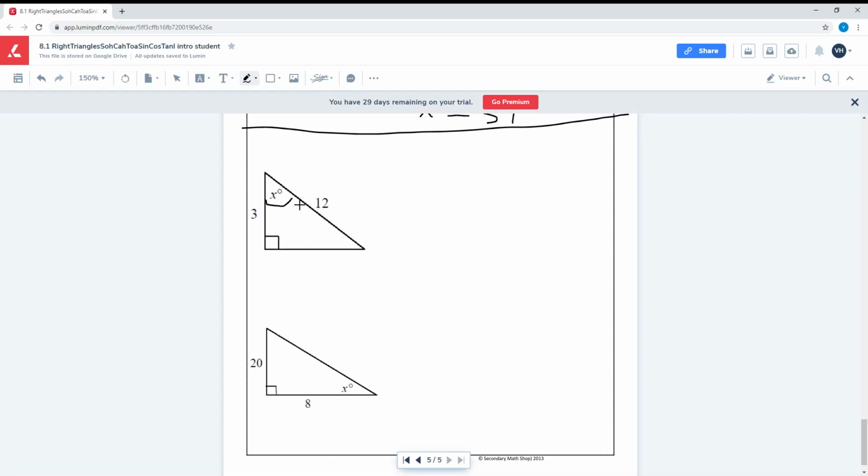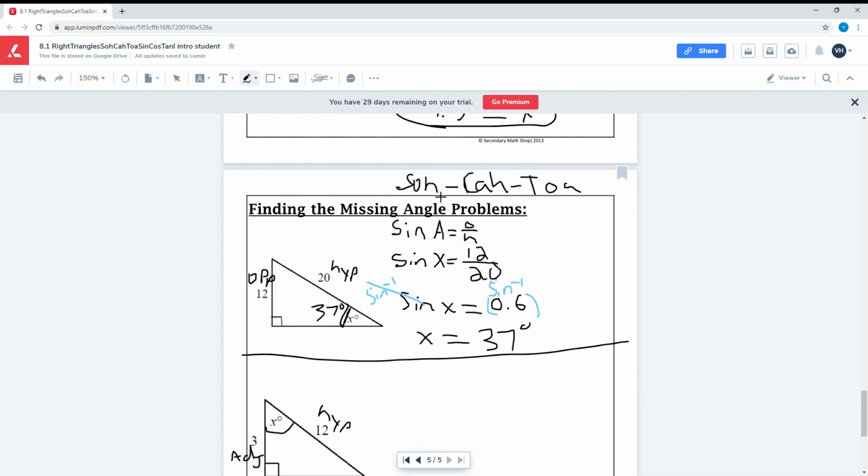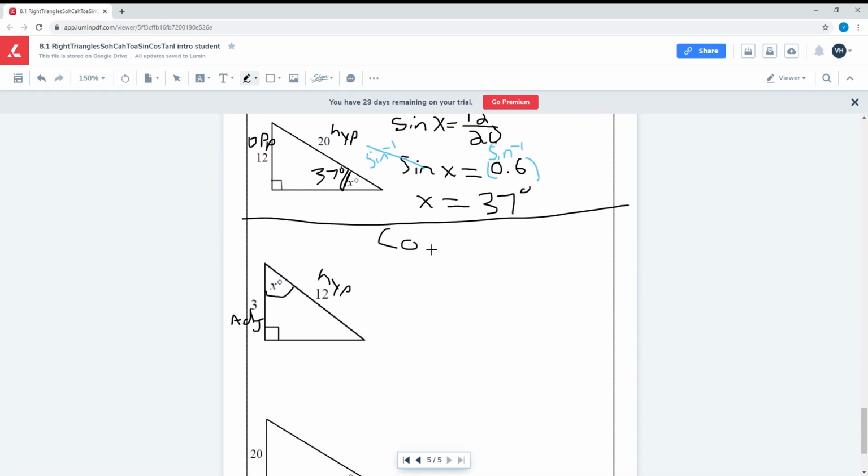So our first step, find your missing angle that we're trying to find and figure out what sides we have. So right now, right off the bat, we have our hypotenuse. It's right across our 90 degrees. And since this length is touching our angle, that is our adjacent length. So we go back to SOHCAHTOA and we have to figure out which one has adjacent and the hypotenuse. Well, that is cos. So we know that cos A equals adjacent over hypotenuse. So in this case, cos x equals 3 over 12.